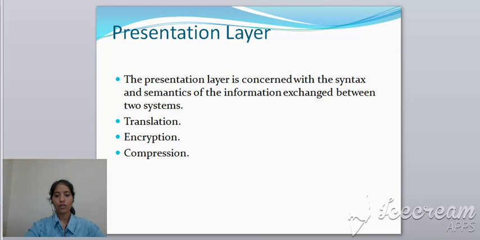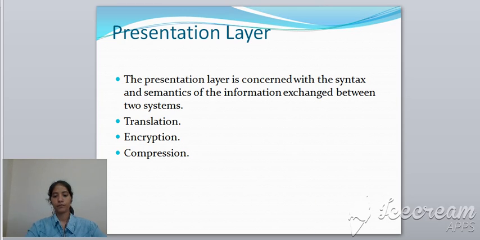Translation. The processes running in two systems are usually exchanging information in the form of character strings, numbers and so on. The information must be changed to bit streams before being transmitted. Because different computers use different encoding systems, the presentation layer is responsible for interoperability between these different encoding methods. The presentation layer at the sender changes the information from its sender dependent form into a common format. The presentation layer at the receiving machine changes the common format into its receiver dependent format.